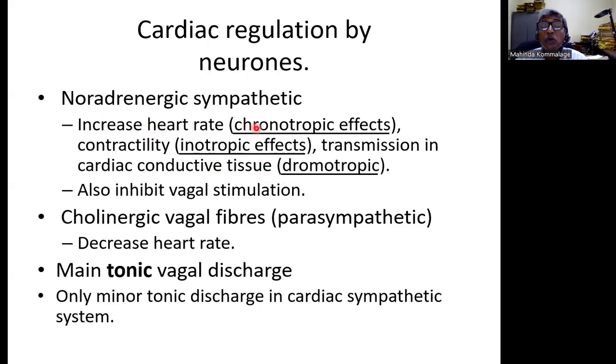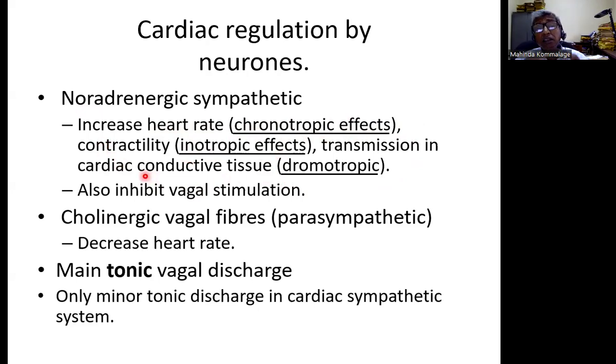That we call chronotropic effect. You know, chrono is time, right? Chronotropic effect. Then it will increase the contractility. I hope you have learned contractility. If not, you will learn it later. Contractility, that we call inotropic effect.